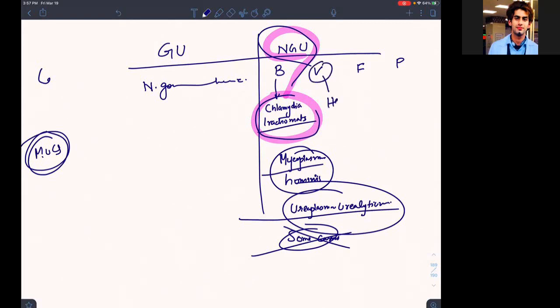Herpes virus and cytomegalovirus. Which fungus can cause it? Candida albicans. Which parasite can cause it? Trichomonas vaginalis. Okay, any doubt?